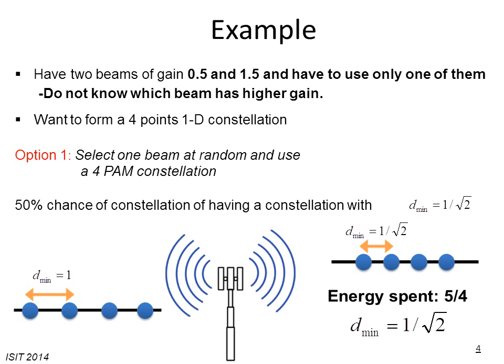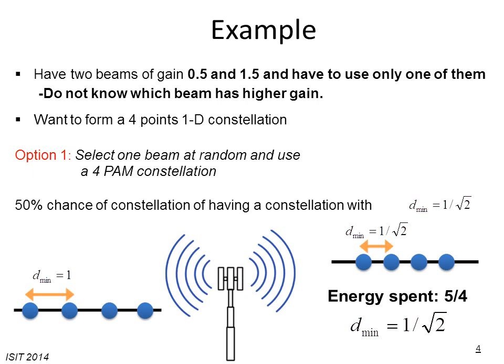Here I have an example of an antenna that has two distinct beams with energy gains of 0.5 and 1.5, which averages to 1. This is under the assumption that the average gain is 1. The transmitter has to use one of the beams, and the transmitter does not know which beam has higher gain. The intention is to form a 4-point one-dimensional constellation at the receiver.